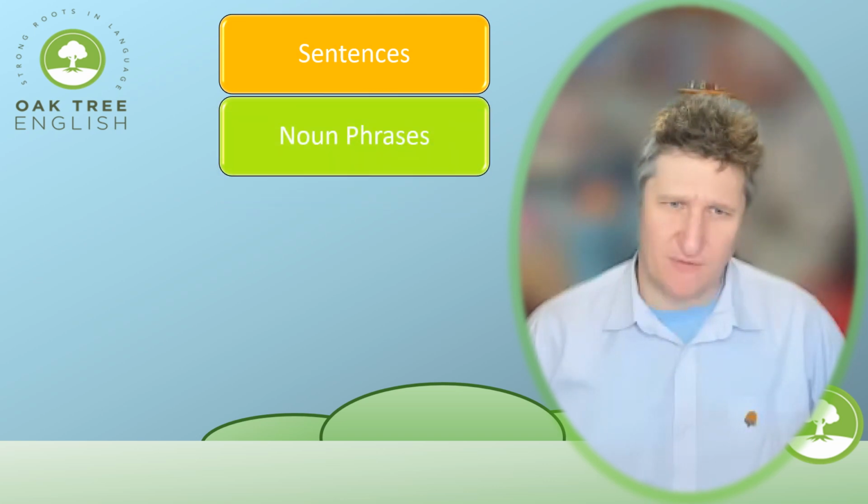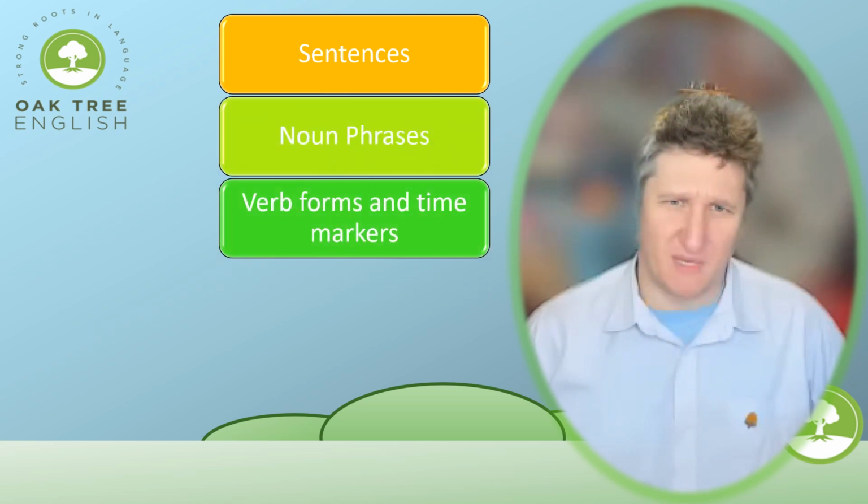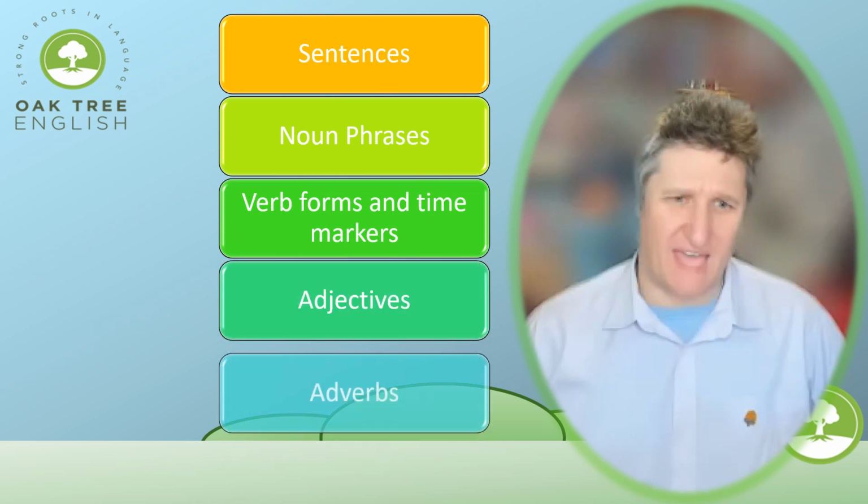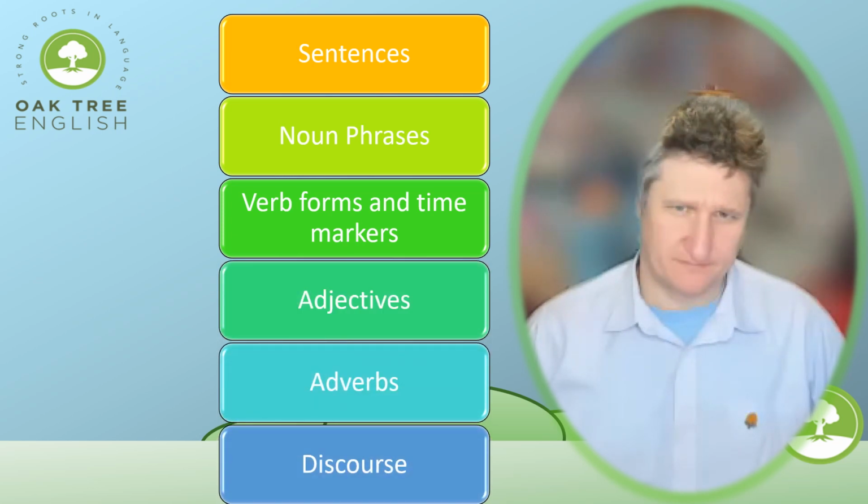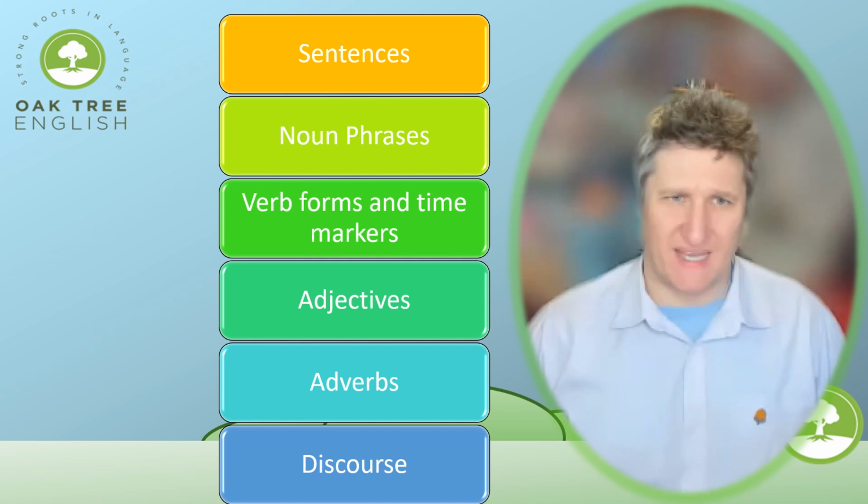In the first two videos, I showed a chart about the entry-level grammar requirements, which was in the public domain. This time I'm using the same information from a level 2 exam, but I will not show it as it is password protected. Fortunately for you, I will tell you what it says. It's split into the same 6 areas, but more advanced grammar is expected from you. The areas are sentences, noun phrases, verb forms and time markers, adjectives, adverbs, and discourse. We're going to look at each of these to explain what is expected.